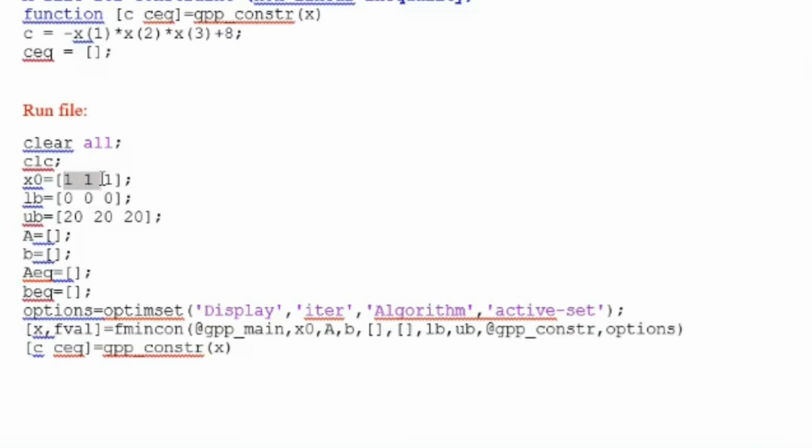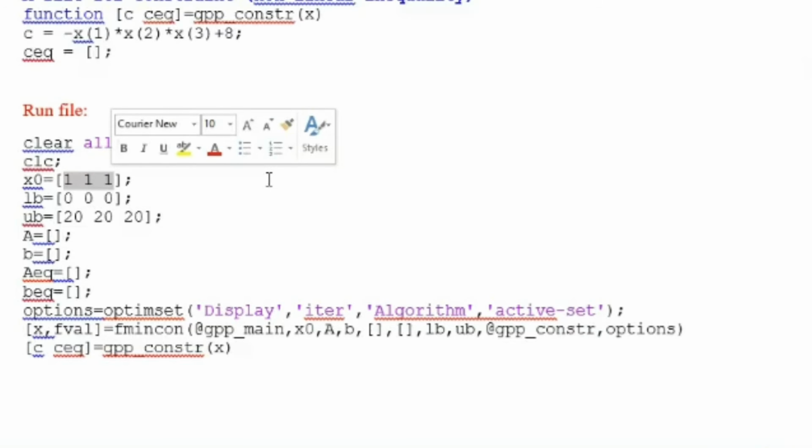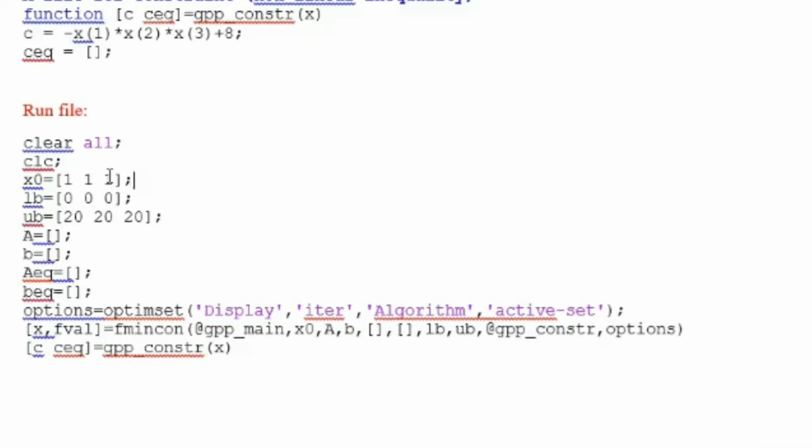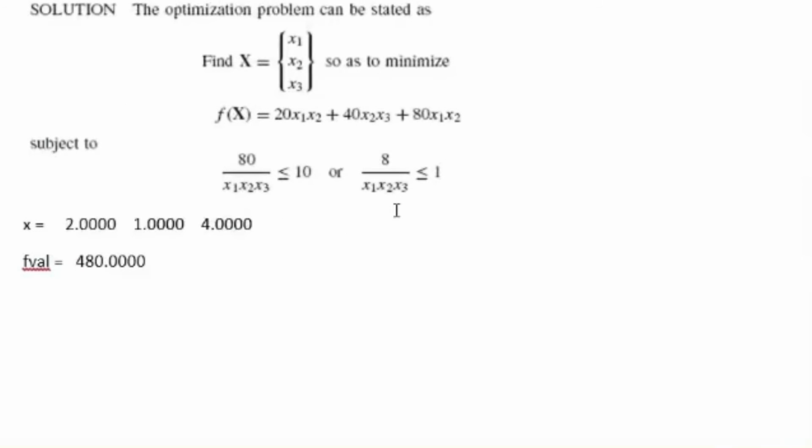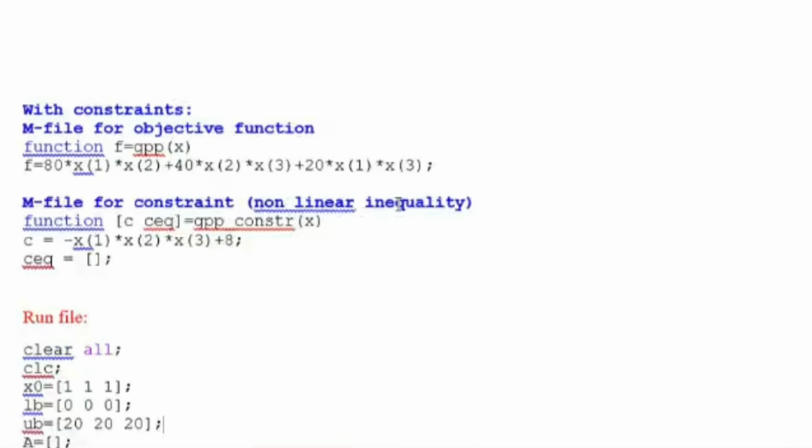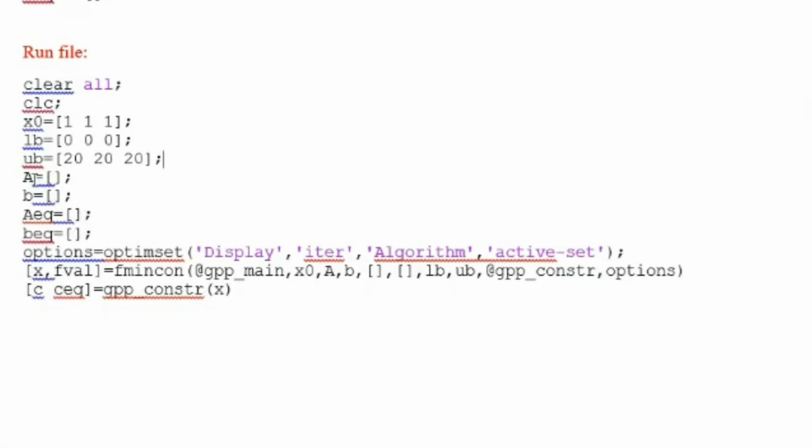Then in between that, any value you can provide for x1, x2, x3 as initial guess, right? So initial guess, lower bound, upper bound, that we have to specify. Then again, for this problem, we don't have any linear inequality equations. Similarly, we don't have any linear equality type equations. So that is why A is an empty square bracket, B is an empty square bracket.